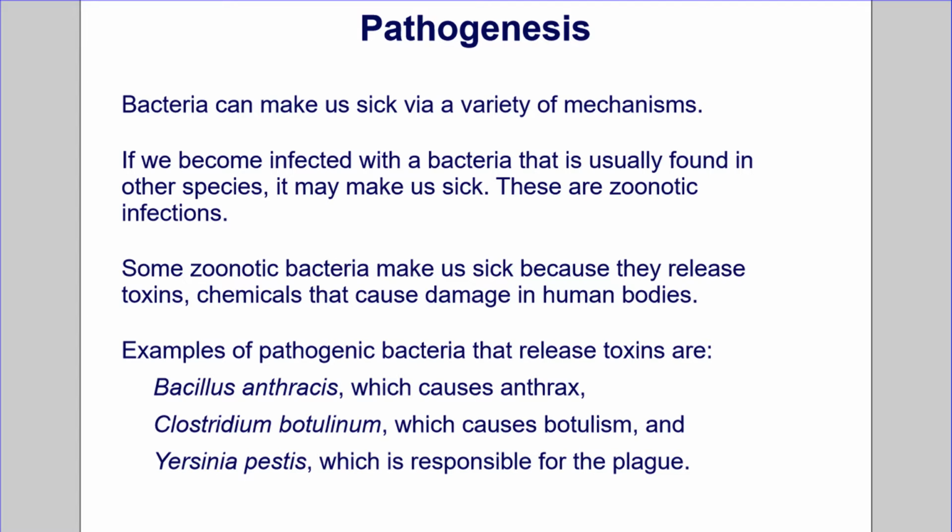Pathogenesis. Bacteria can make us sick via a variety of mechanisms. If we become infected with a bacteria that is usually found in other species, it may make us sick. These are zoonotic infections. Some zoonotic bacteria make us sick because they release toxins, chemicals that cause damage in human bodies. Examples of pathogenic bacteria that release toxins are Bacillus anthracis, which causes anthrax, Clostridium botulinum, which causes botulism, and Yersinia pestis, which is responsible for the plague.